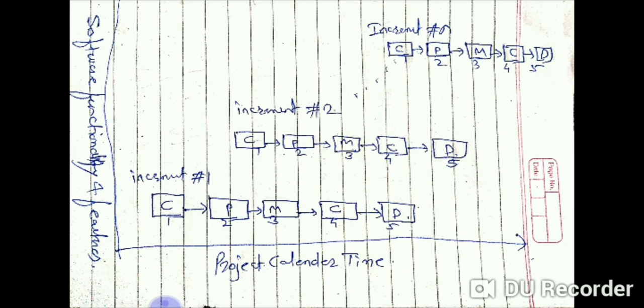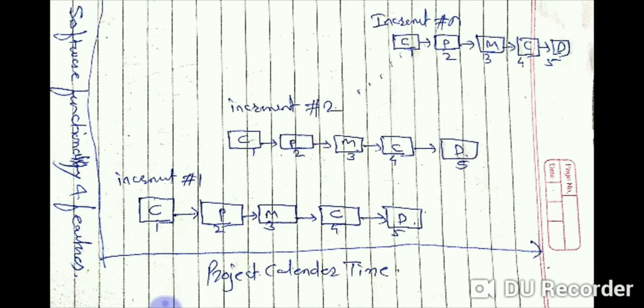All the time, the incremental model stands on an x and y axis. On the x axis, we have project calendar time, and on the y axis, we have software functionality and features. Whenever we use different stages or steps for the increment, we have to take care that we are on the right timeline. That means features can be added at any different stage.